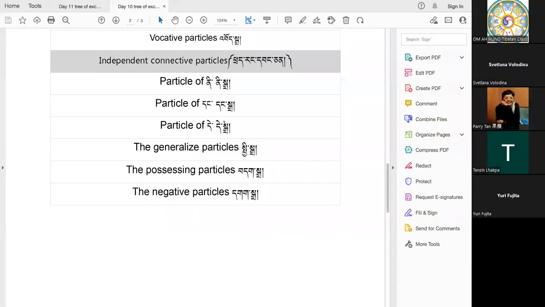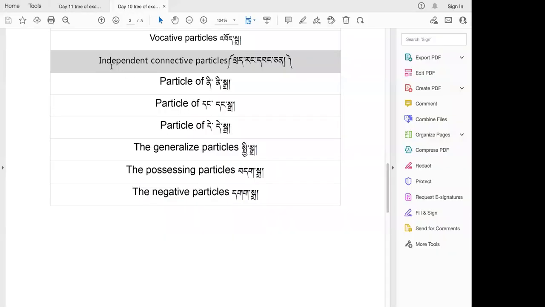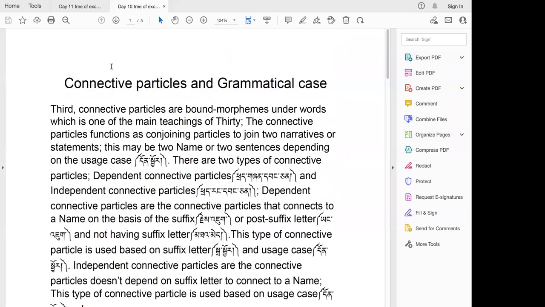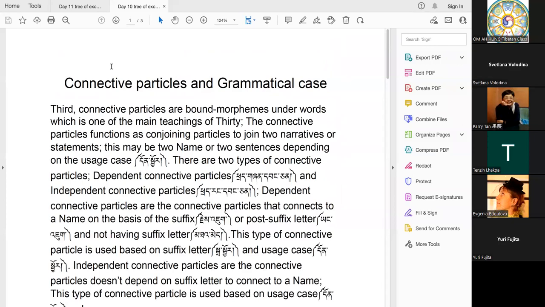Open this. Okay, so everyone's able to see this, right? Most probably everyone's able to see this.